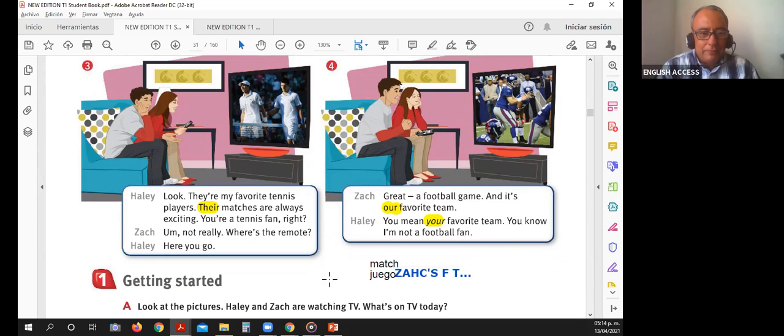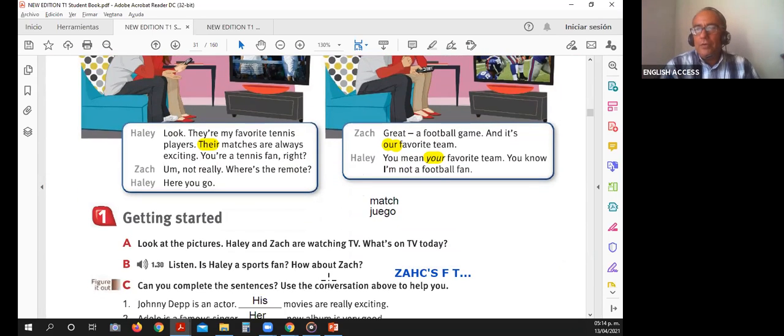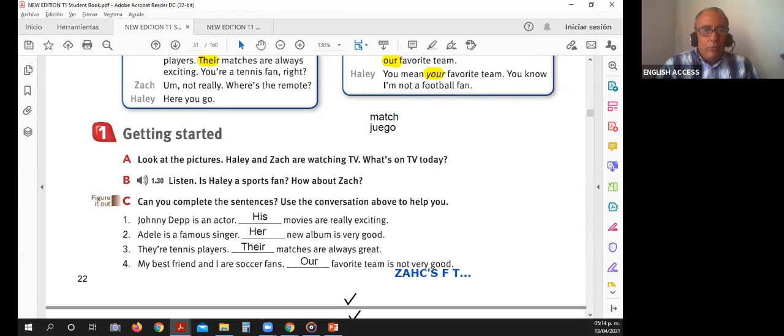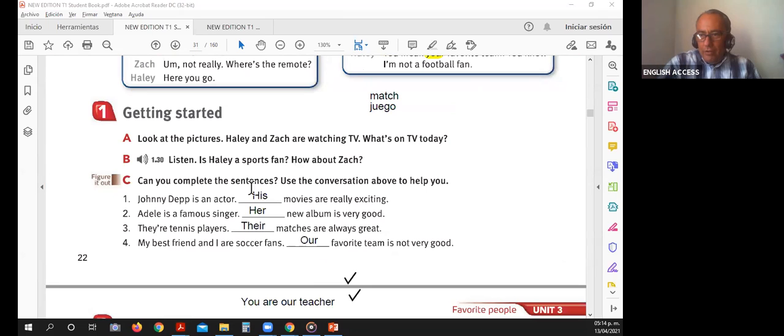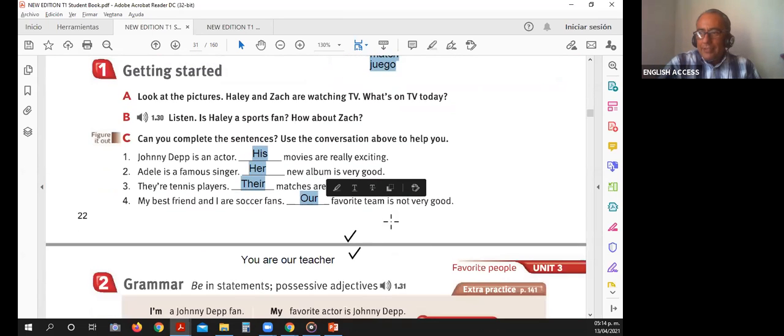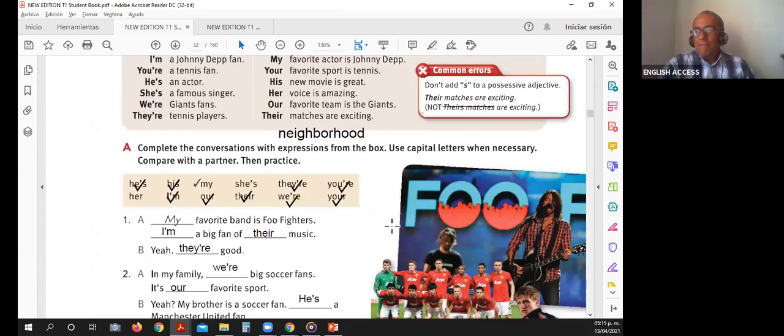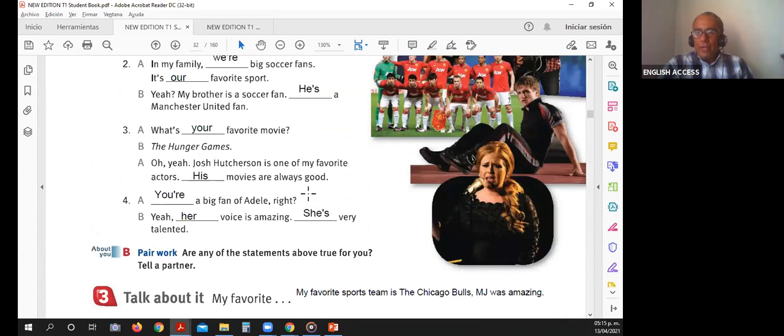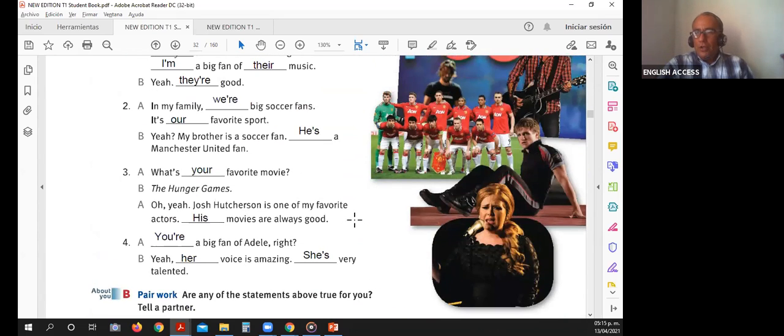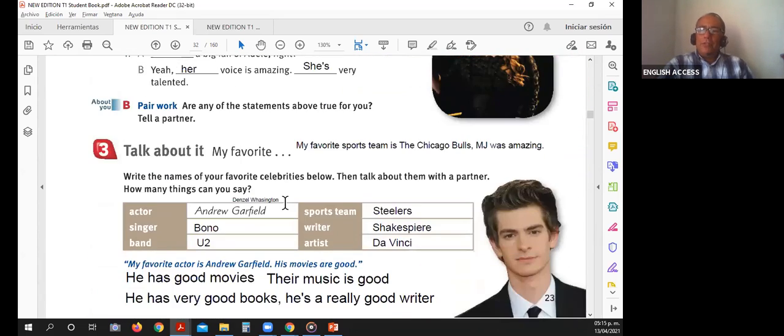Fatima, Javier, Carolina, thank you. That is what we saw last class about using here the possessive adjectives, and then we practiced a little bit. We answered these questions with the Hunger Games and some pictures.